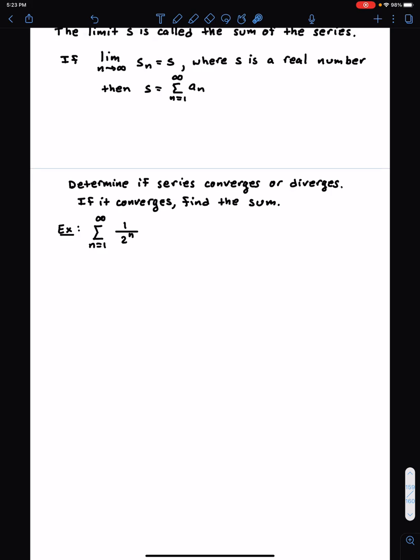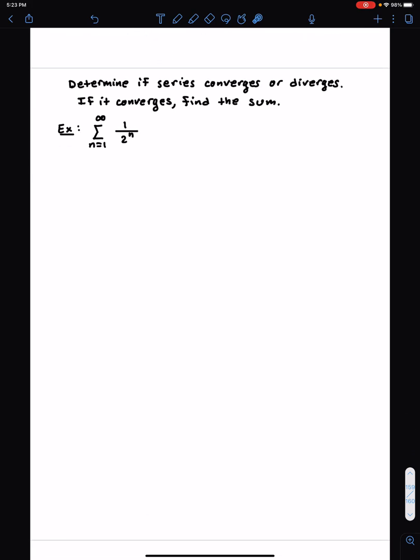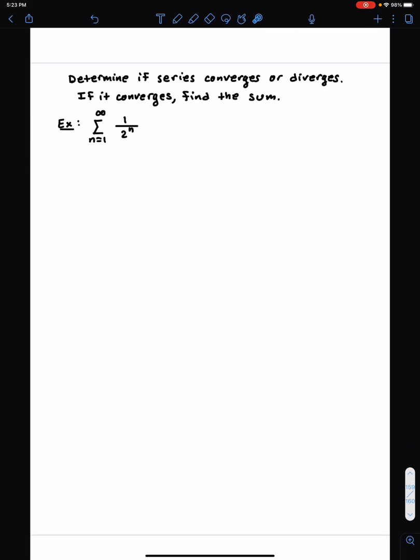Determine if the series converges or diverges. If it converges, find the sum. The series from 1 to infinity of 1 over 2 to the n. If I consider the first partial sum, s sub 1 is equal to 1/2. S2, or the second partial sum, is a1 plus a2. So 1/2 plus 1 over 4, which is 3 over 4.